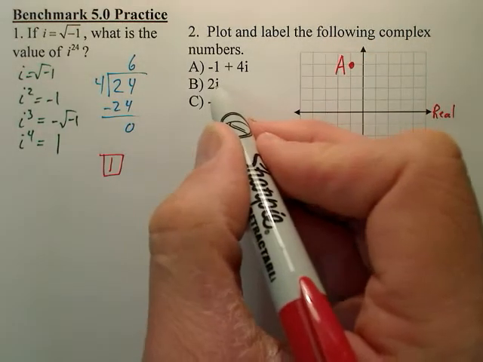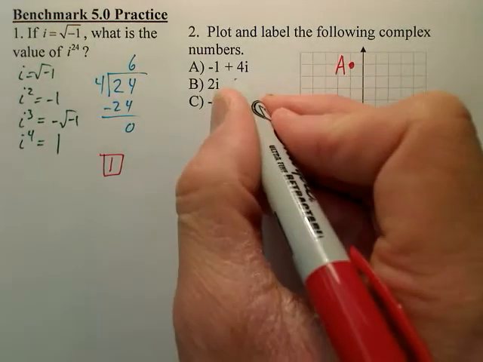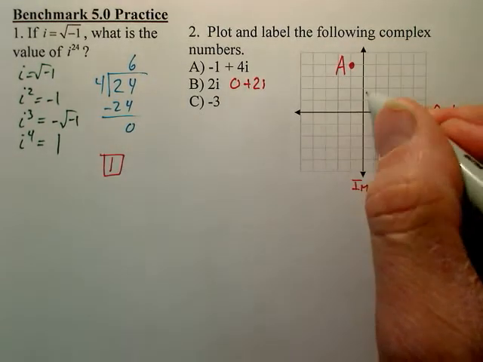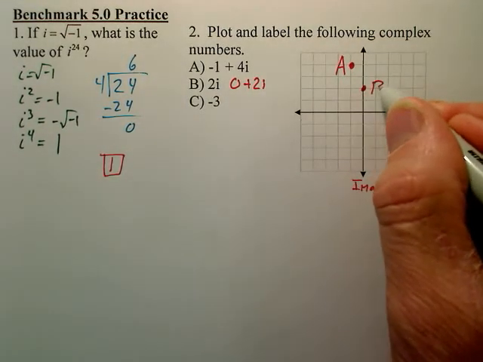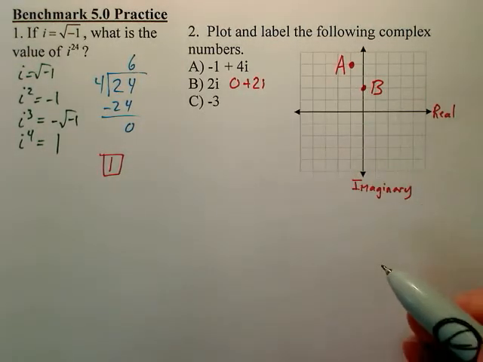If I want to plot 2i, well, there's no real, so you can think of it as 0 plus 2i. So simply you're going to be right here, and you just go up 2. That's B. There's no real, you just go up 2.